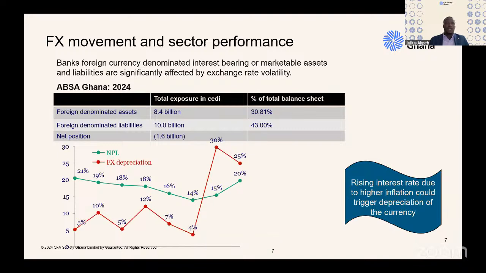Now, so we spoke about GDP, we spoke about interest rates. I want us to talk about FX. So that was the third macroeconomic variable I want to talk about.